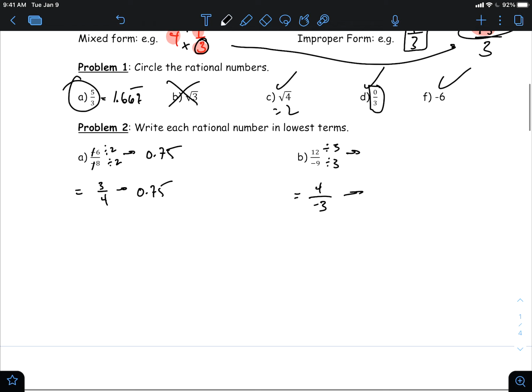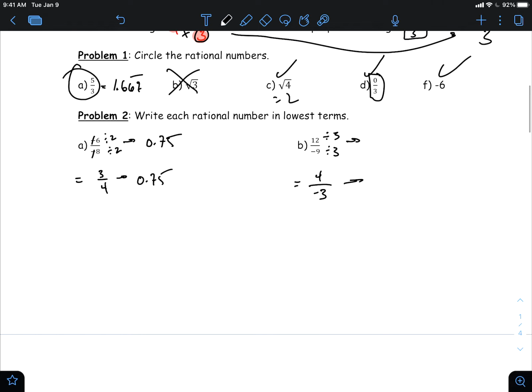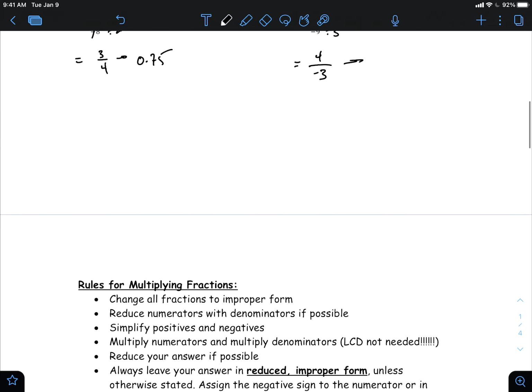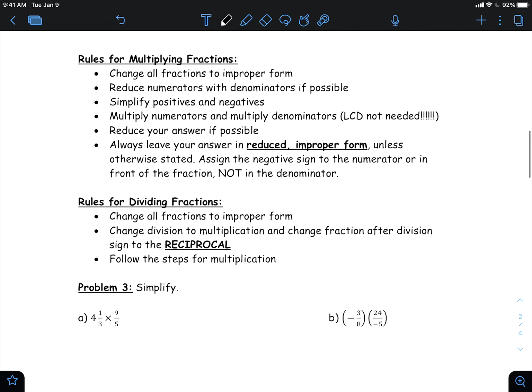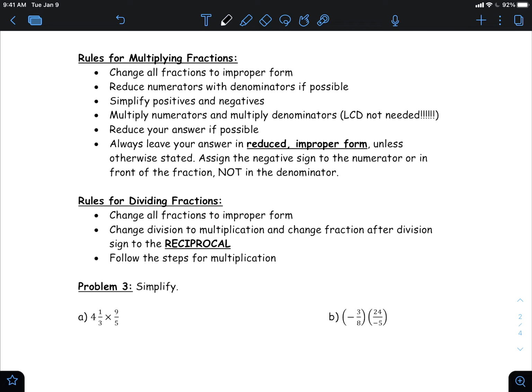Anybody have any questions with that first page? Okay. Going to go into a very important skill. All right, we've already talked about it a little bit. We're just going to go through some more examples today.